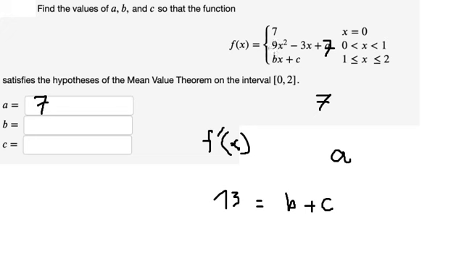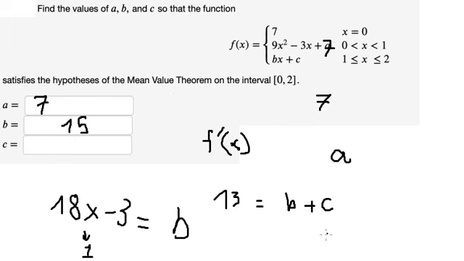So the first derivative of this one, we have 18x minus 3. The first derivative of this one, we have b. And now we put 1 in here. And we have 18 minus 3. And we will have the value of b in here. Now we have b equals 15. So we have c equals negative 2.